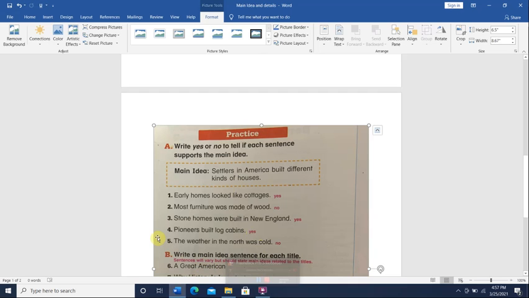Oh, and I also asked your friends to choose a main idea and to write a short paragraph about it. So I told your friends to choose a main idea to write, and then start writing details or sentences that support the main idea. That's what we did today.